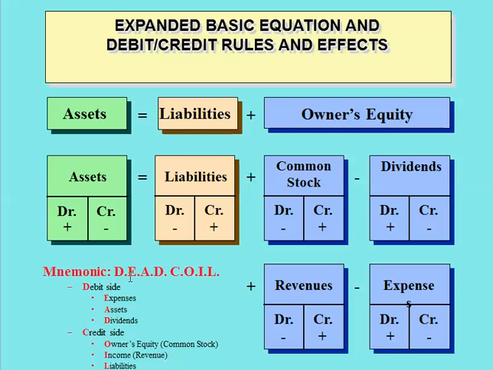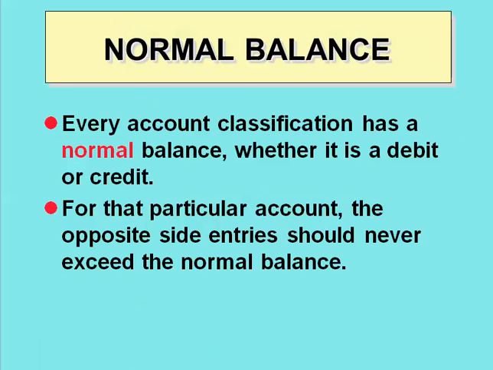Here's a little mnemonic that I teach some of my students. It's called DEAD COIL. So the debit side increases on the debit are expenses, assets, and dividends. And then credits, which are your owner's equity, meaning your common stock, your income or revenue accounts, and your liabilities, the COIL, increase with credits. It may or may not help you. I think this is a great slide. You may want to print it out and have it handy for you.